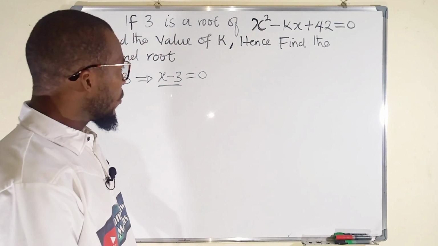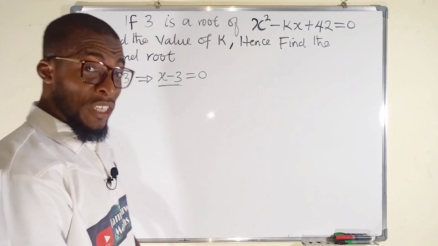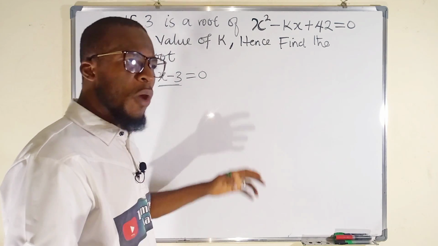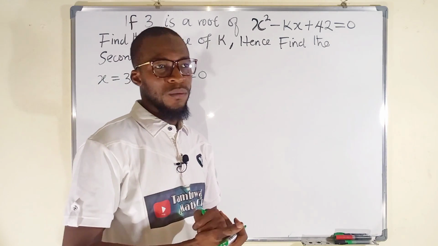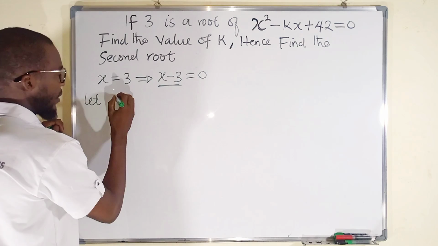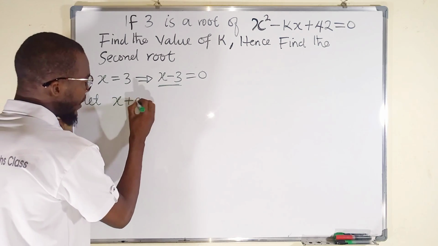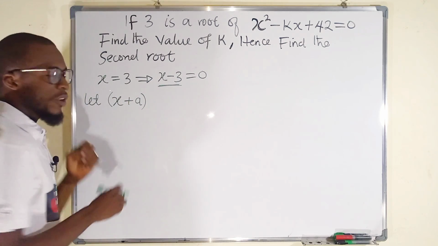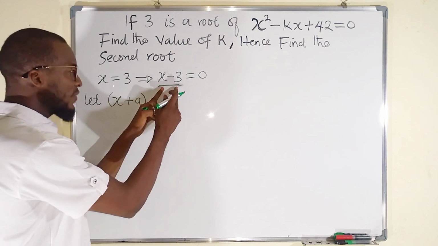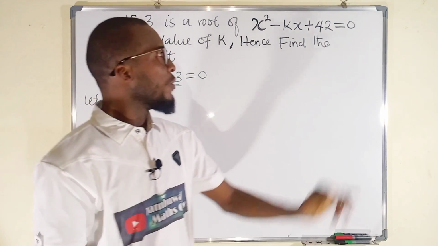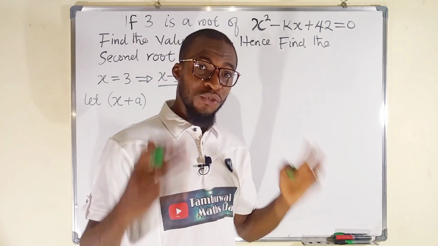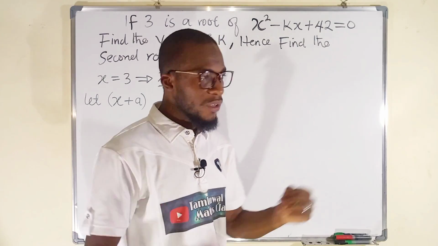We are expecting 2 factors, and this is one of them. So how can we come up with another factor? We can let x plus a be another factor, such that if you take this factor and this factor and multiply them together, you are going to obtain this initial quadratic equation. And that is what we are going to do: relate the terms together.